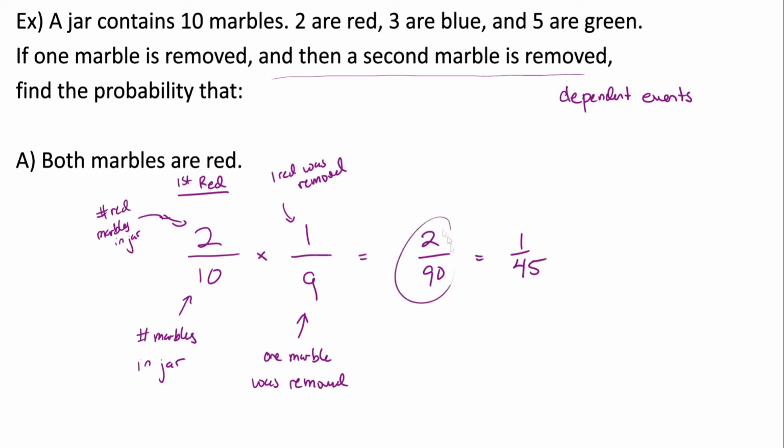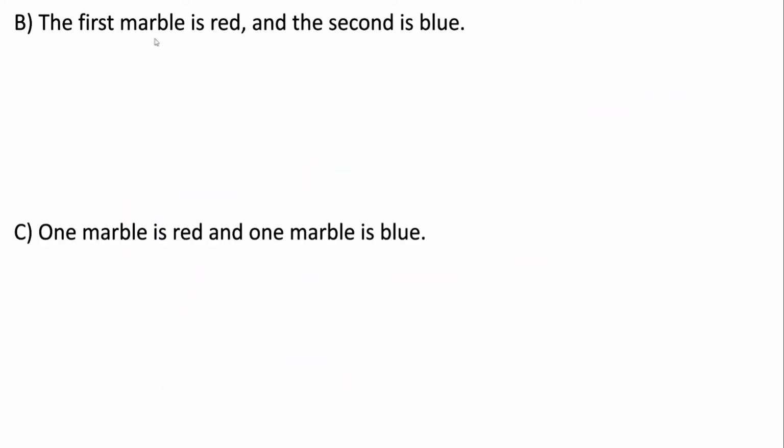Now we want to find the probability that the first marble is red and the second marble is blue. The probability that the first marble is red is still going to be 2 out of 10. We have 10 marbles in the jar to start with, 2 of those marbles are red. Now we want to find the probability that the second marble is blue after we've removed 1 red marble.